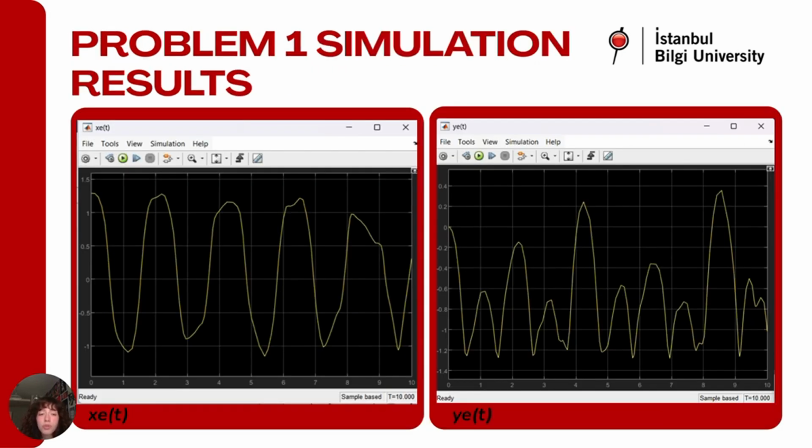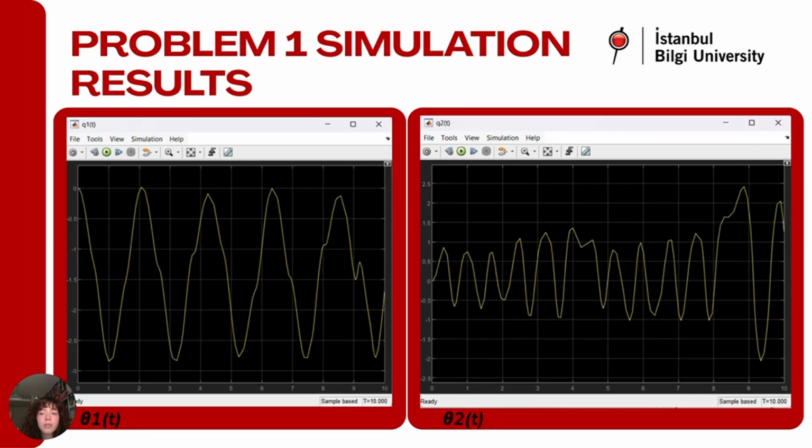Finally, these graphs show the open loop response of the robots. Since there is no controller here, the robot is not trying to follow a reference. It only moves naturally under the constant torque inputs. These results help us understand the basic dynamic behavior of the manipulator before adding controllers in the next parts.